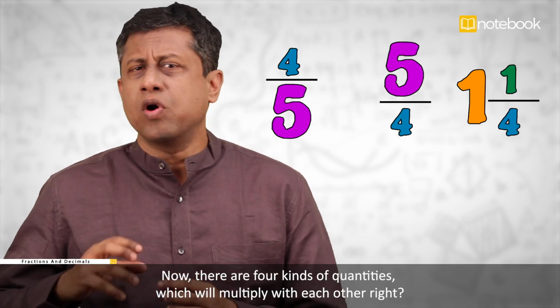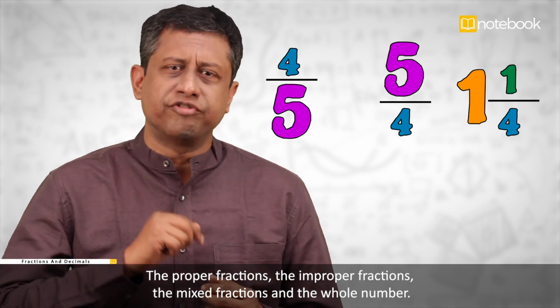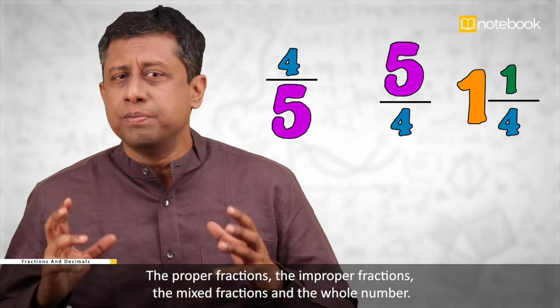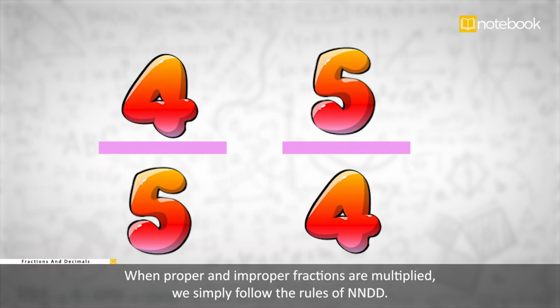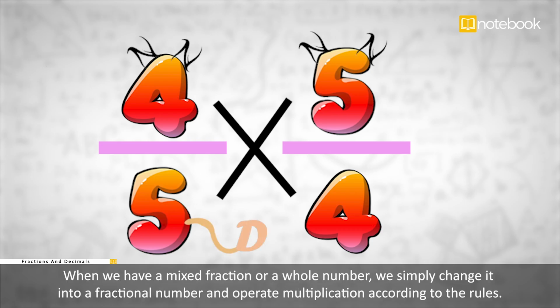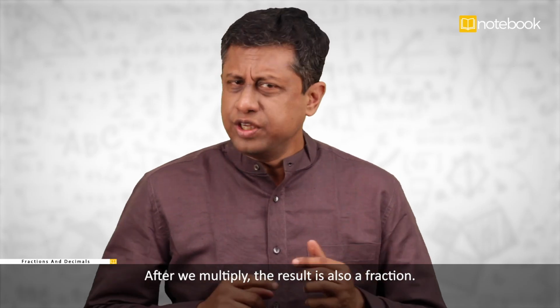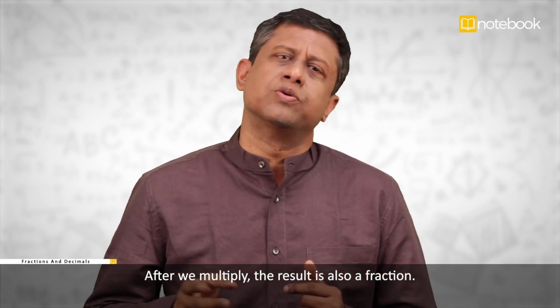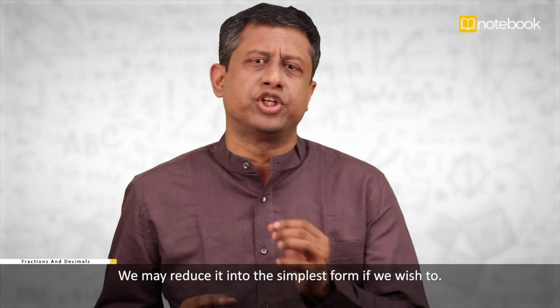Now, these are 4 kinds of quantities which will multiply with each other, right? The proper fractions, the improper fractions, the mixed fractions, and the whole numbers. When proper and improper fractions are multiplied, we simply follow the rules of NNDD. When we have a mixed fraction or a whole number, we simply change it into a fractional number and operate multiplication according to the rules. After we multiply, the result is also a fraction. We may reduce it into the simplest form if we wish to.